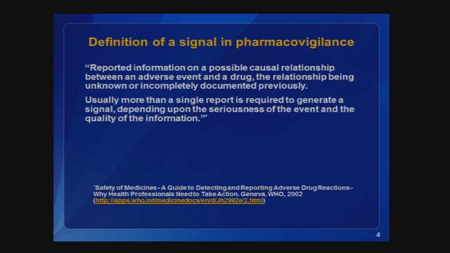So the definition of a signal in pharmacovigilance, because I'm going to use that term a lot, is reported information on a possible causal relationship between an adverse event and a drug, the relationship being unknown, previously unknown, or incompletely documented. Usually more than a single report is required to generate a signal, depending on the seriousness of the event and the quality of the information, and that's from WHO.